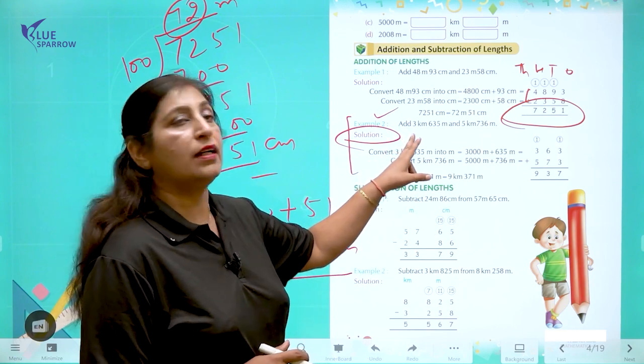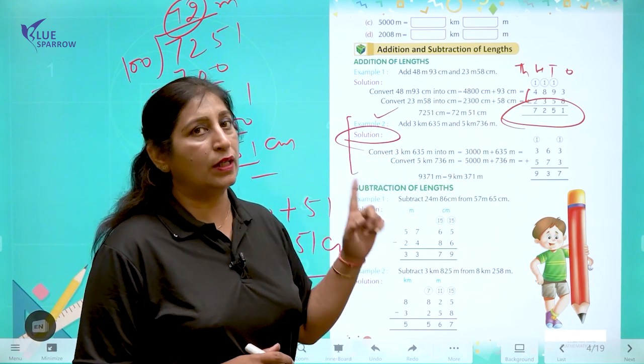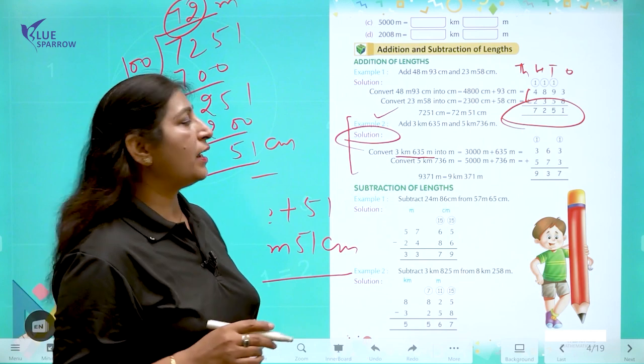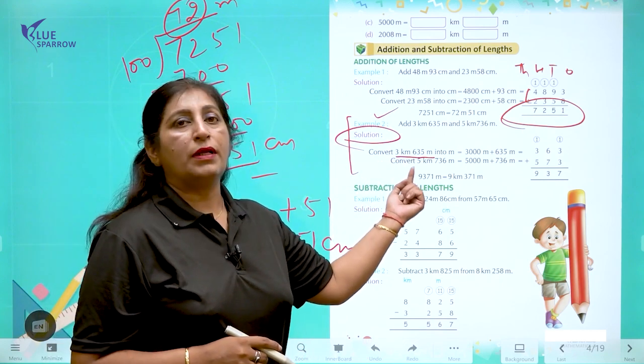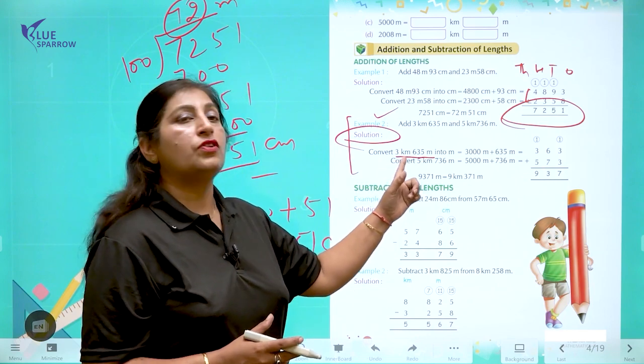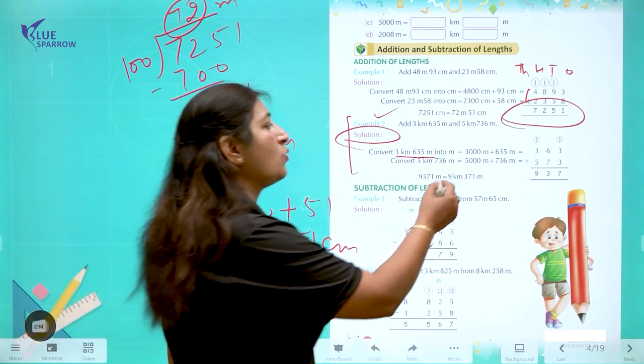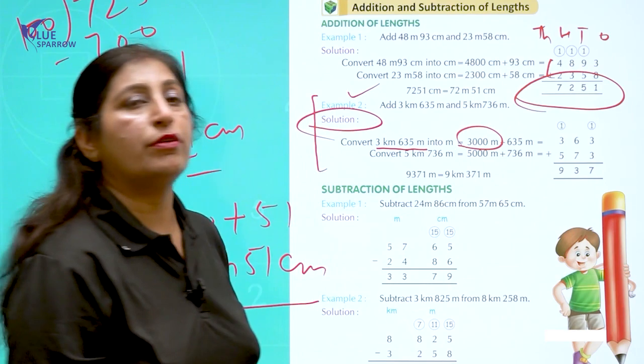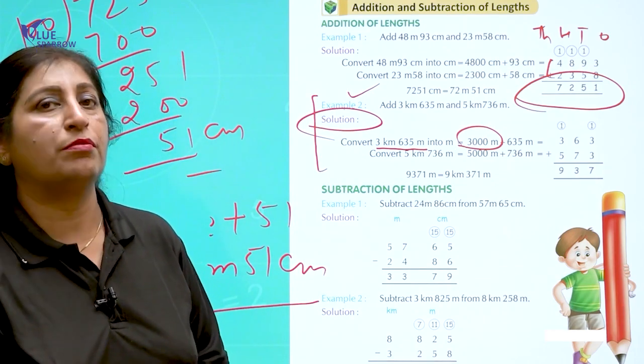You know that there are 1000 meter in 1 kilometer. So by converting 3 kilometer 635 meter into meter, we get 3 multiplied by 1000, means 3000 meter, and we would add 635 meter to it.